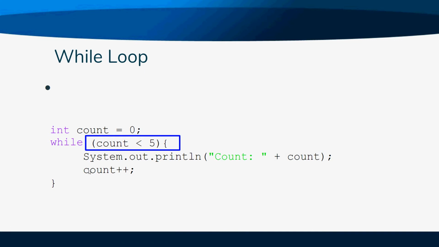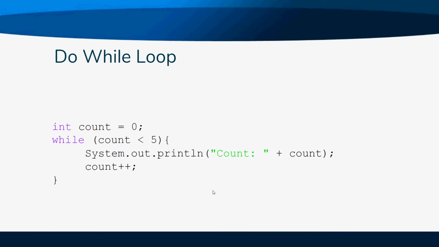Think of what would happen. Count's always going to stay 0. 0 is always less than 5. You're going to be stuck in an infinite loop. So watch out for these infinite loops. If your program appears to freeze, check your code. You might have an infinite loop in there. Alright, so that is a while loop.